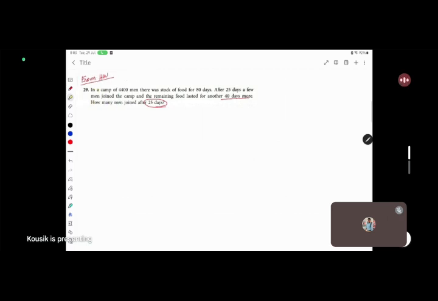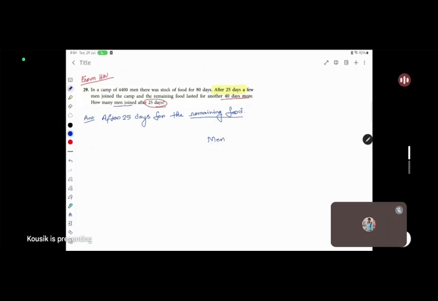starting after 25 days. This is the main thing. So after 25 days, for the remaining food, the problem arises for the remaining food. So what is the question? How many men are joined? So man is the question.